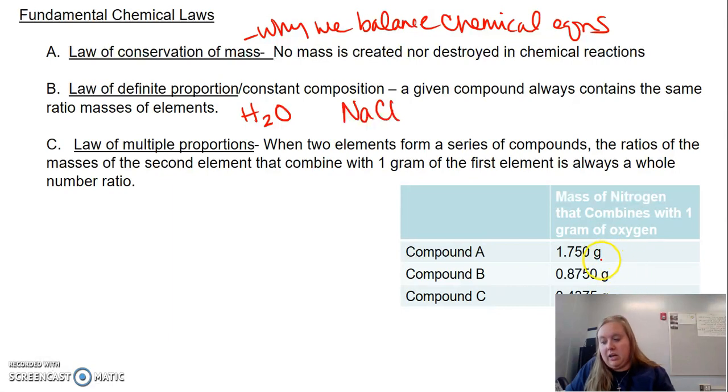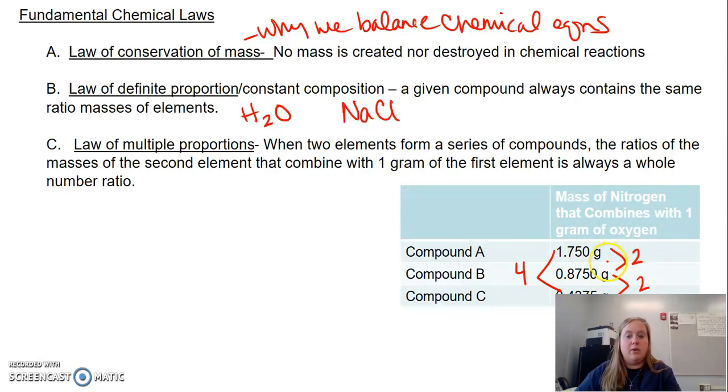If I am comparing the ratio of the amount of nitrogen in compound A versus B, the ratio is 2. If I compare compound B to C, the ratio is 2. If I'm comparing A and C, that's 4. So as long as you have 1 gram of one of the elements, the other element is always going to have a whole number ratio.